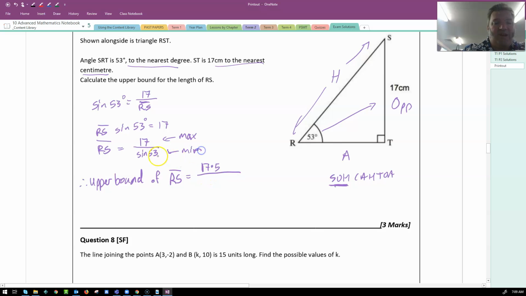To have a minimum value for sine 53, well, sine 52.5 is smaller than sine 53.5, so I need to make that sine of 52.5. That will give me the upper bound of RS. That would be fine, you know. I'm actually happy with that right there if you left your answer like that. But I know most of us will want an answer somewhere. Let's see where I've got one. RS would be, the upper bound would be 22.058. Oh, let's call it 22.06. Why not? Centimetres. That would be the upper bound of length RS.